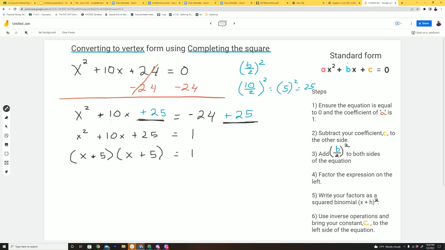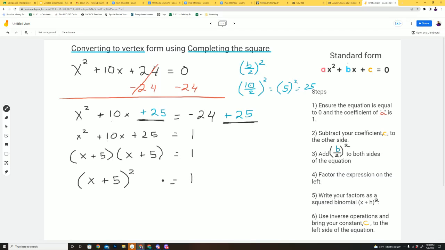Now here, we have x plus 5 times x plus 5. We're going to do step 5 right now, which is write your factors as a squared binomial, x plus h to the second power. When we have x plus 5 times x plus 5, another way we can write that is x plus 5 to the second power, and bring down the equals 1.